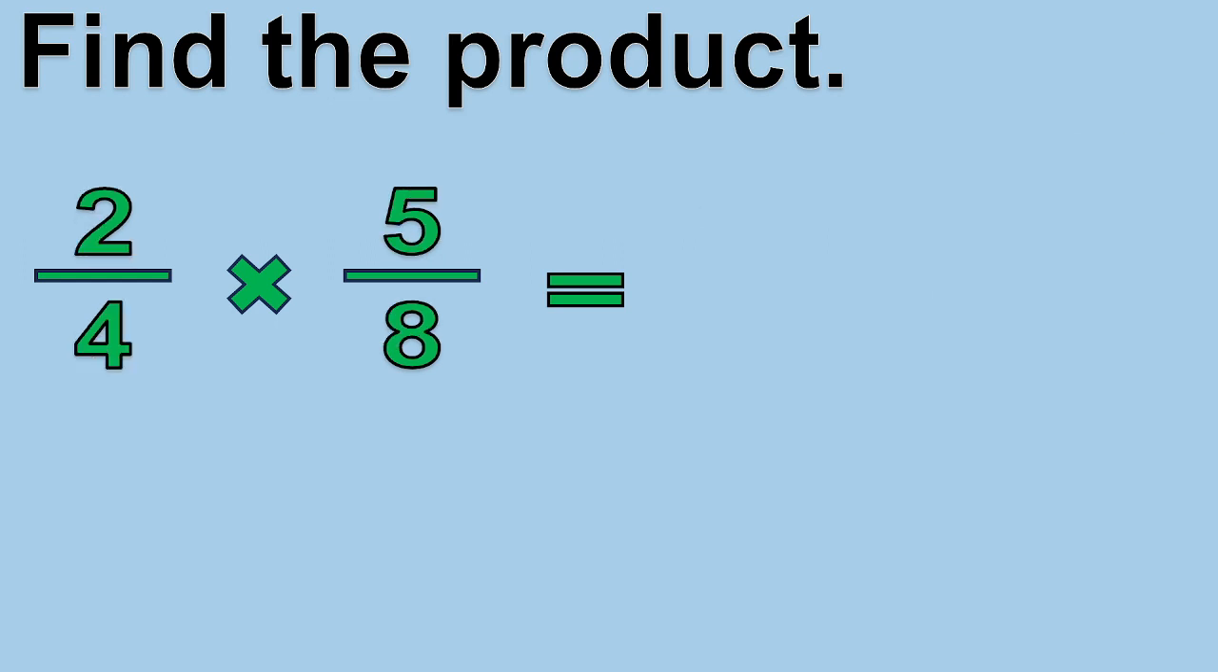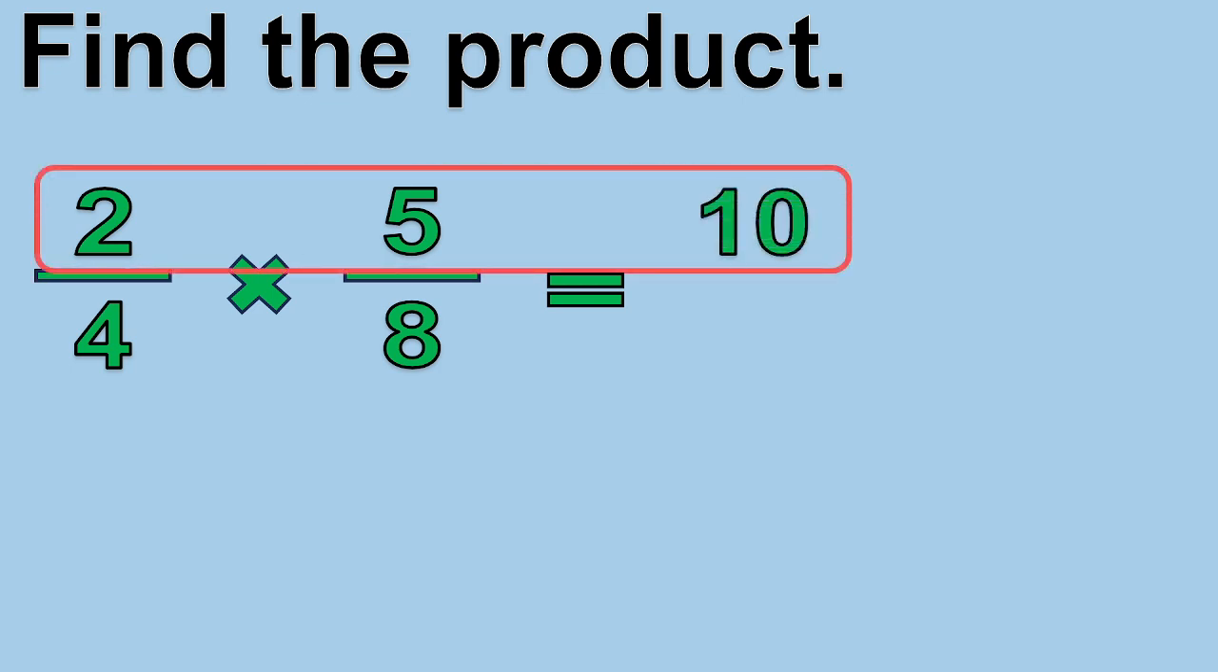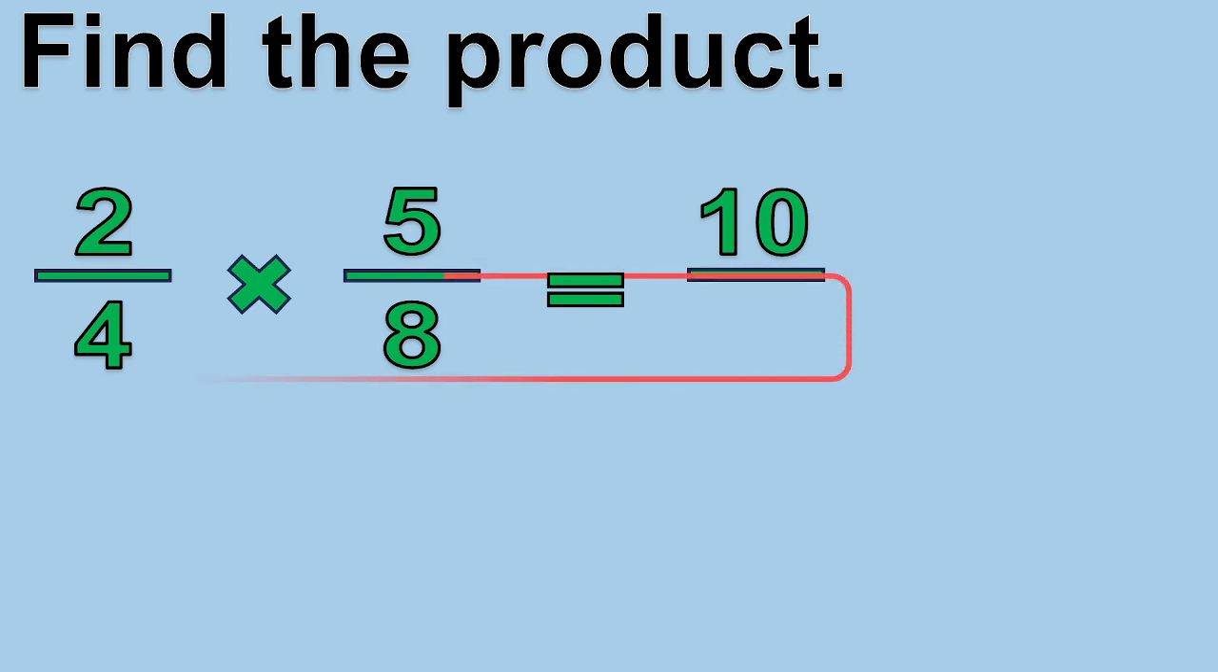Another problem. 2/4 times 5/8. First, multiply the numerators. 2 times 5 equals 10. Multiply the denominators. 4 times 8 equals 32. Now, reduce 10/32 to its lowest form.